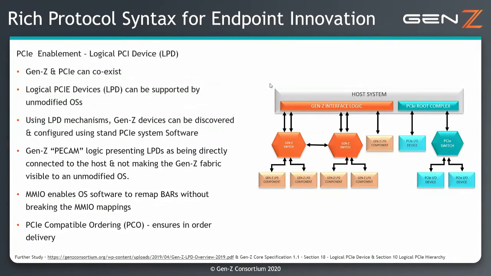The next two slides, I'll talk to the ability with Gen Z to accomplish PCIe-related functionality. The first is a logical PCIe device, LPD. This drawing depicts an example of Gen Z that contains both a Gen Z and a PCIe I/O component. LPDs enable immediate support of Gen Z components by unmodified OSs. Gen Z components with LPD can fully exploit the Gen Z fabric and its architecture. Gen Z's PCAM, which stands for PCIe Enhanced Configuration Access Mechanism, is compatible with PCIe's ECAM mechanism, which supports device and functionality discovery, enumeration, and configuration. MMIO apertures are a clever use of the existing ACPI mechanisms that can constrain MMIO mappings within specific ranges.